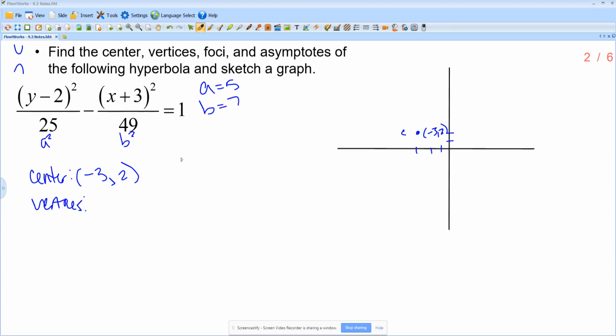So I'm going to be moving, in this case, up 5 units, which is going to put me at -3, 7. And I'm going to be moving down 5 units, which is going to be putting me at -3, -3.